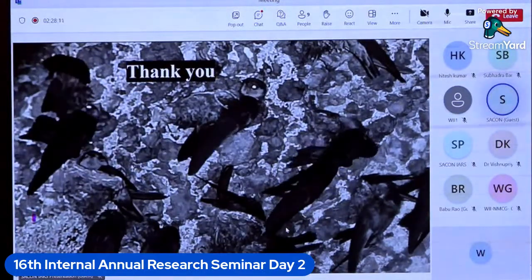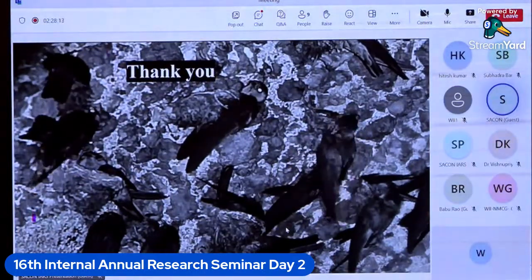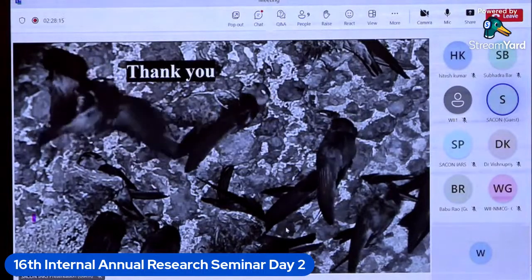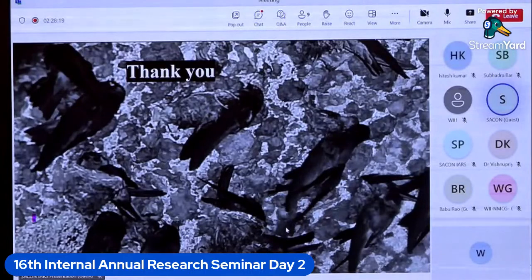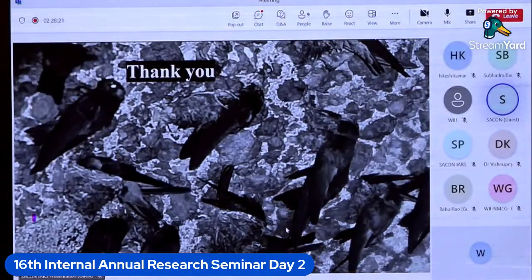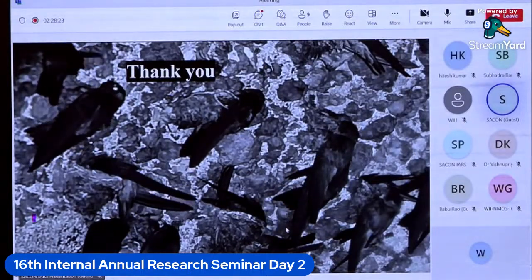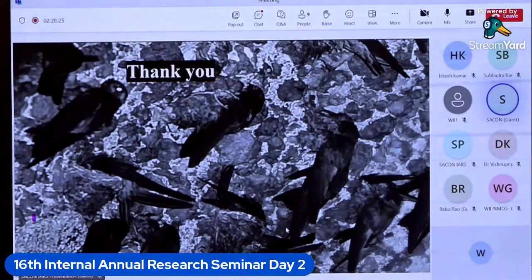This is one of the videos which I have recorded during my PhD data collection. So this is just to give you all the details of how Indian swiftlets use their nests. So thank you again. Thank you so much.